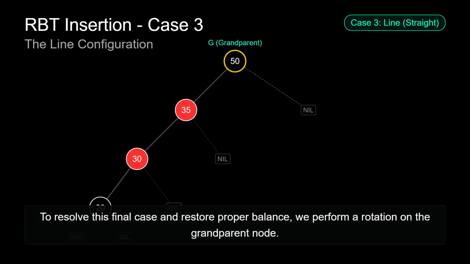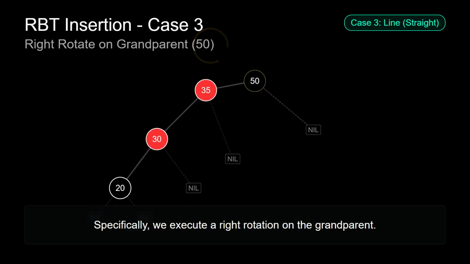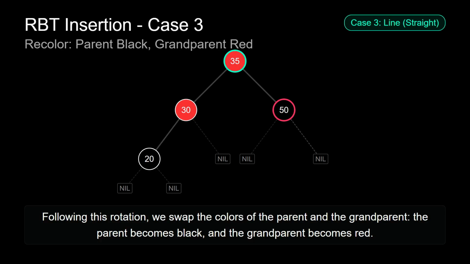To resolve this final case and restore proper balance, we perform a rotation on the grandparent node. Specifically, we execute a right rotation on the grandparent. Following this rotation, we swap the colors of the parent and the grandparent. The parent becomes black, and the grandparent becomes red.